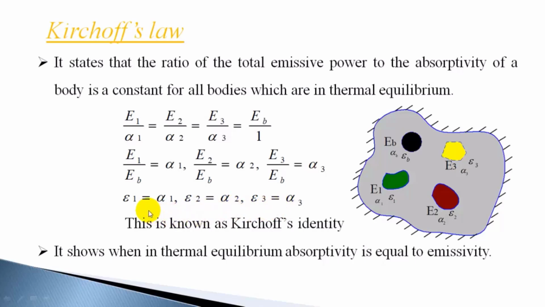So this means the emissivity and absorptivity of bodies are equal when they are in thermal equilibrium with their surrounding. Emissivity and absorptivity are equal when they are in thermal equilibrium with their surrounding, and this is known as Kirchhoff's identity. And it shows when bodies are in thermal equilibrium, absorptivity is equal to emissivity.